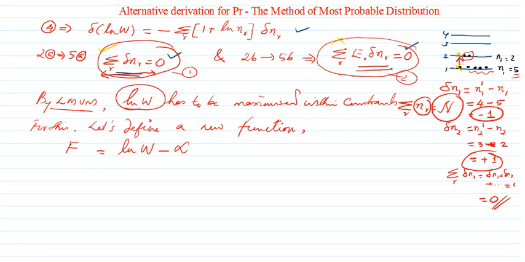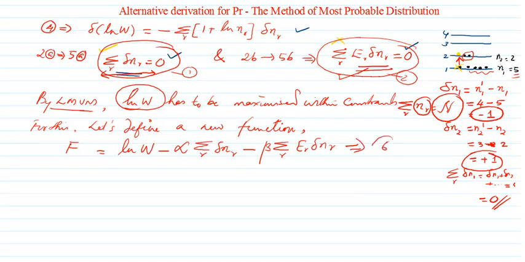So I'm multiplying alpha with the first constraint, writing alpha into the sum over r of delta n_r. Similarly, I'm putting minus beta into the sum over r of e_r delta n_r. Beta is the second Lagrange's undetermined multiplier, which I multiply with the second constraint that has to be satisfied. We define this particular thing as equation number 6 for us.